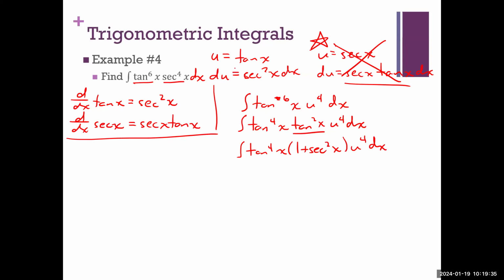So let's try having u being tangent x. Let's just start doing the substitution. This becomes u to the sixth, secant to the fourth of x dx, right? So I got a bunch of x stuff I still have to mess with. What can I do with that secant to the fourth of x? Split it into two secant squared. Okay, so this becomes u to the sixth secant squared of x, secant squared of x.